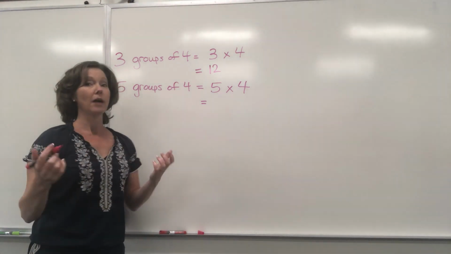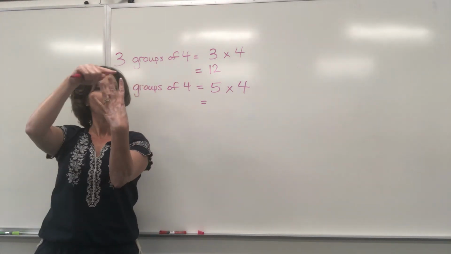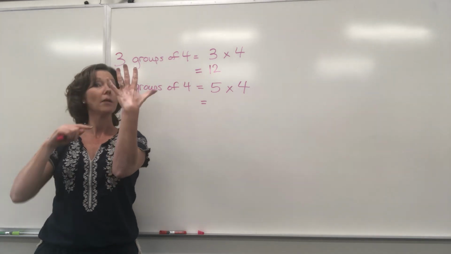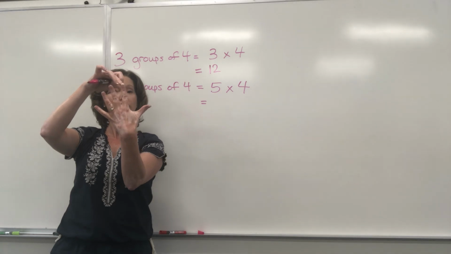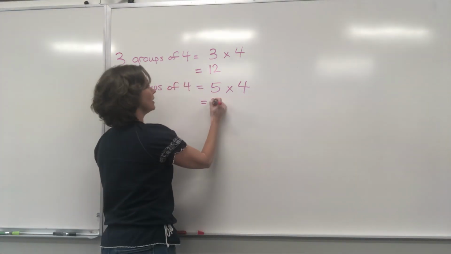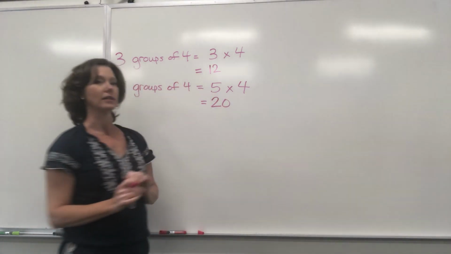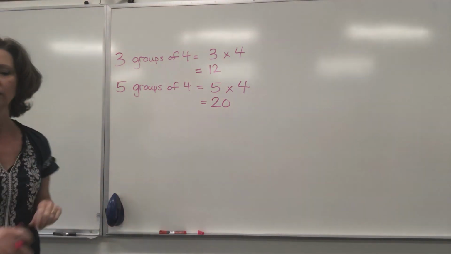Well, you can count by 5s 4 times: 5, 10, 15, 20. Or you can count by 4s 5 times: 4, 8, 12, 16, 20. Either way, you get the number 20. So again, you have different ways to look at it.